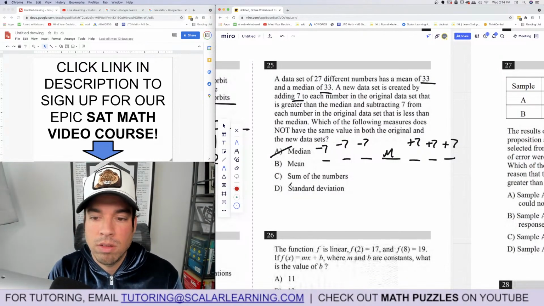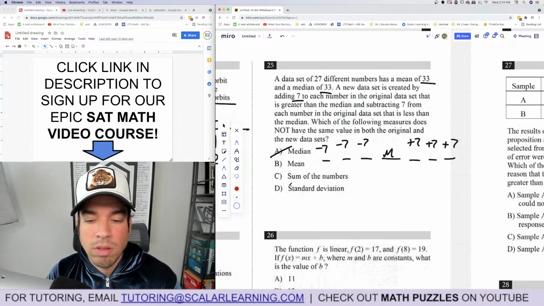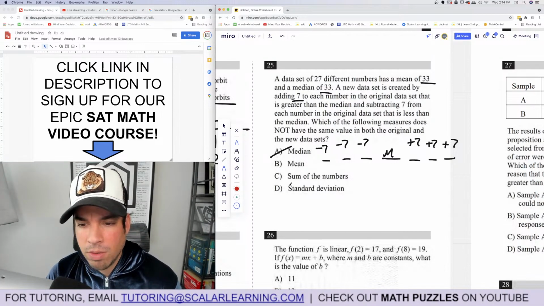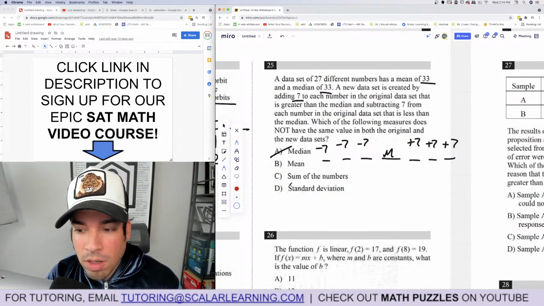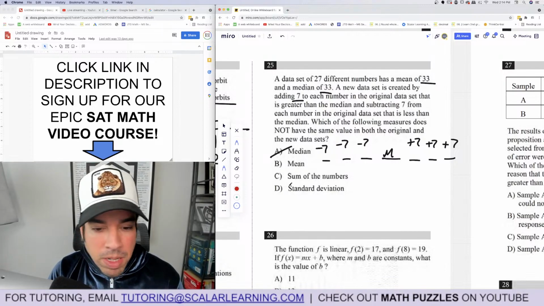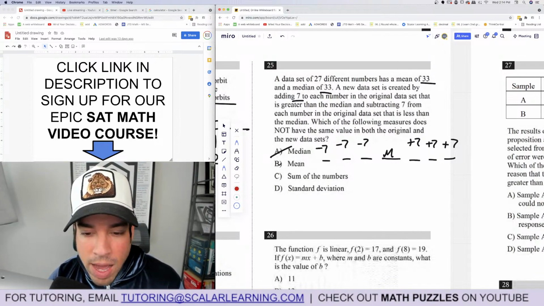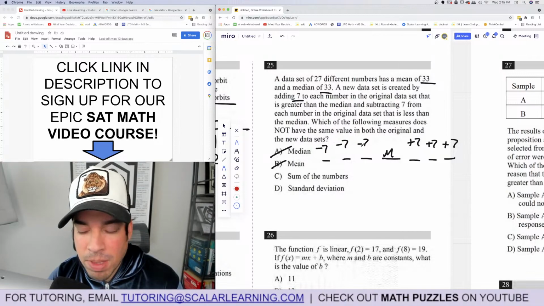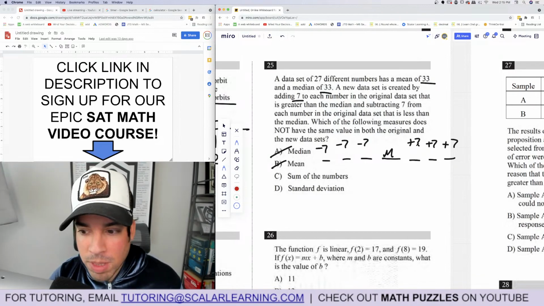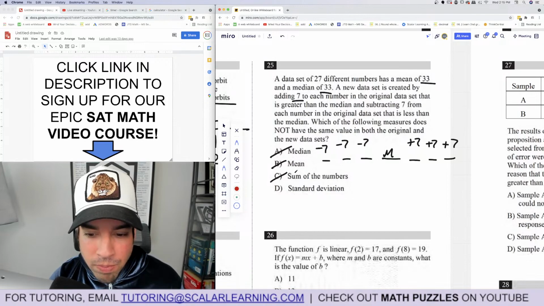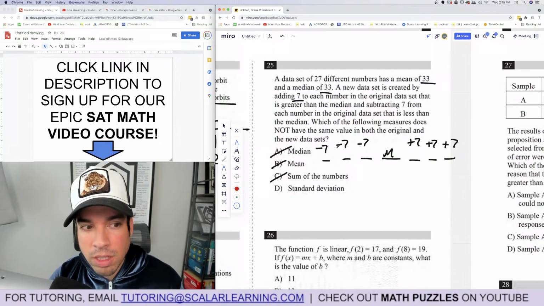Wait, what? Obviously, the mean would be different, right? No, the mean wouldn't be different because if you think about it, if there's 16 values on the top and the bottom, so if I'm subtracting 7 from those 16, that's minusing 112, but then I'm adding 112, so the mean would be the same. And the sum would be the same too. Because, again, essentially, whatever you're adding here, you're subtracting there. And obviously, the sum's the same if the mean's the same.